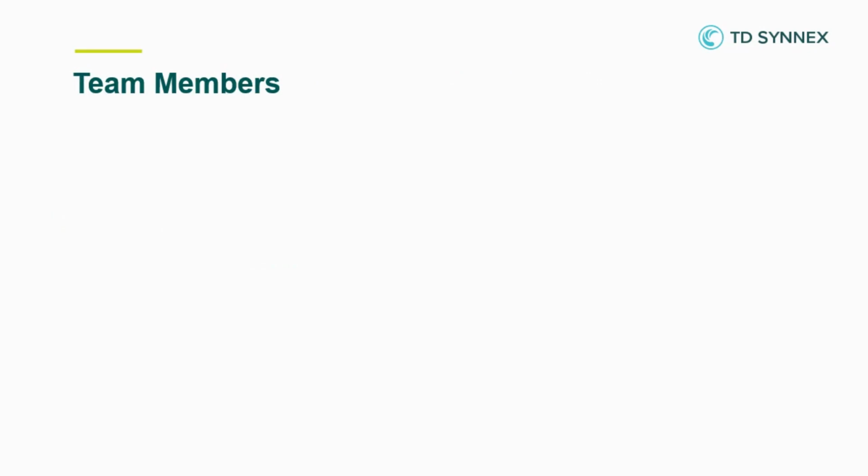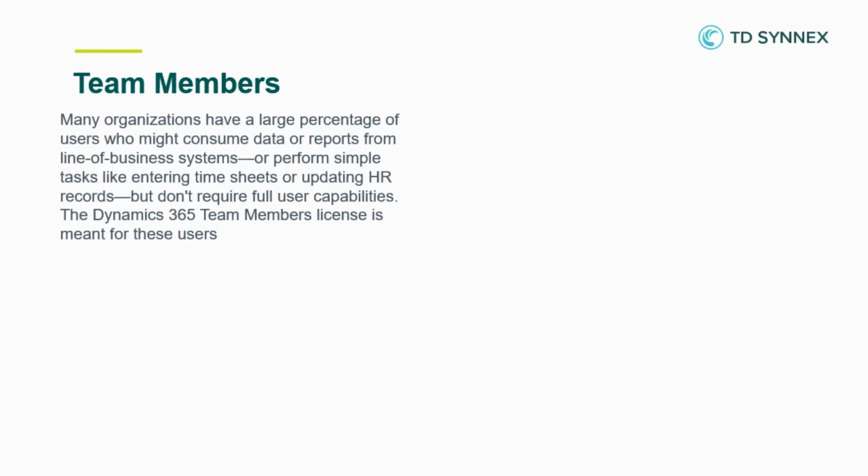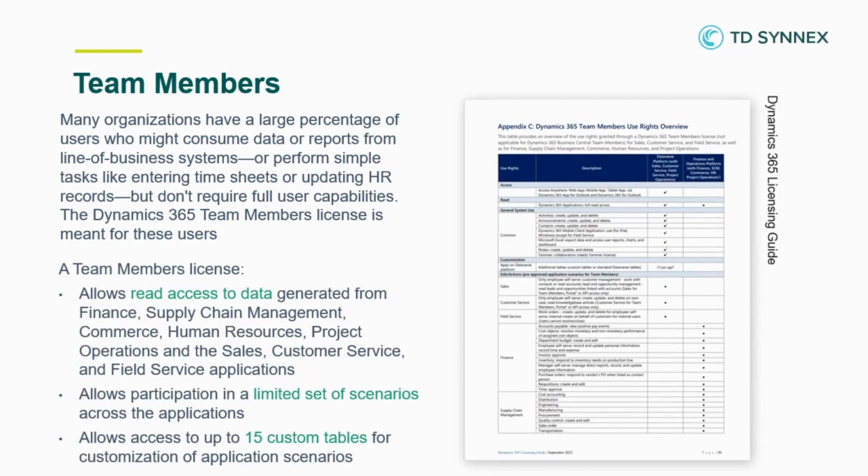Now that we've covered how our full users are licensed, let's think about the additional users. And remember that these are the users who don't need full access to the Dynamics 365 apps, but are consuming data with the need to perform simple tasks. And you would license these users with the team members license. Now, the team members license allows users read access to data across the Dynamics 365 solution, and then gives write, edit, and delete rights in a limited set of scenarios. And these scenarios are detailed in Appendix C of the licensing guide. There is also room to customize these scenarios for the team member's licensed user, with the rights to have up to 15 custom tables to enable this.